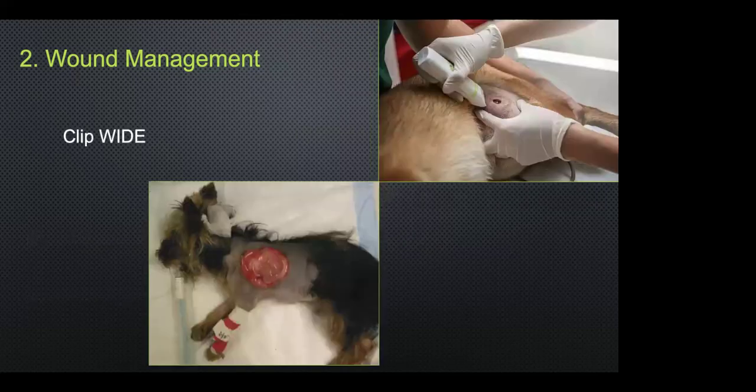You want to make sure that you're clipping very wide. I always underestimate this, and a lot of times, you run into scenarios where you think you're clipping very wide, and then you go into primarily close this, and you see the fur kind of creeping in because you're really stretching that skin. So there's never such a thing as clipping too wide.